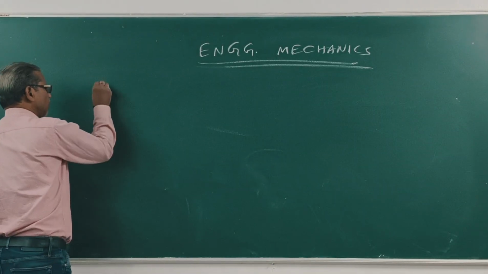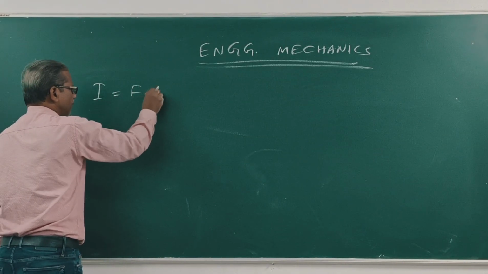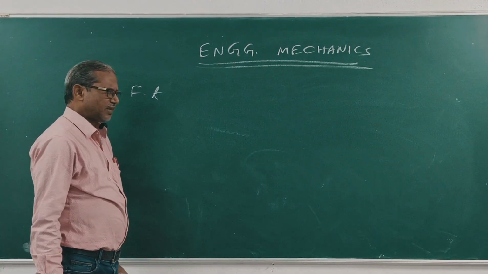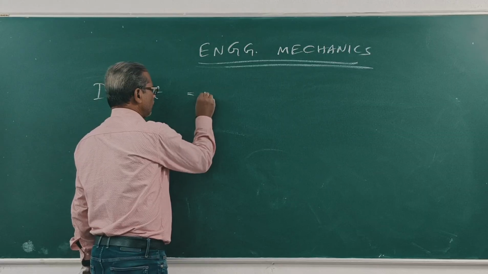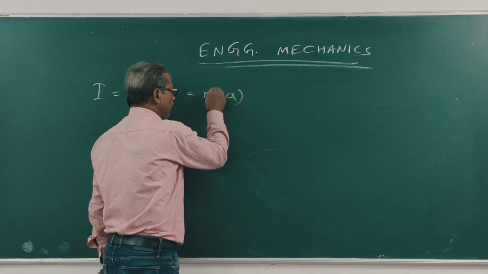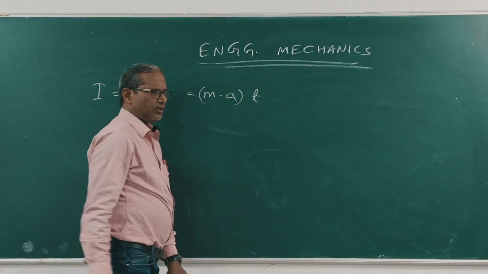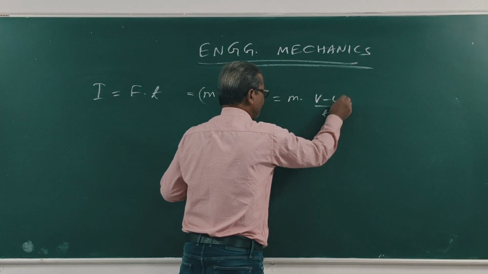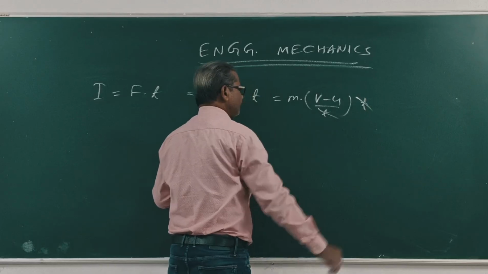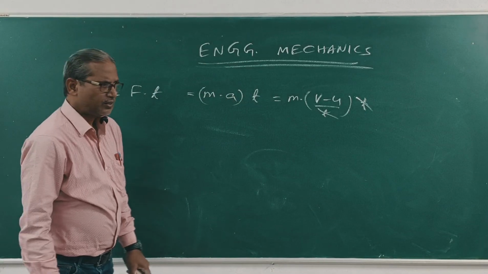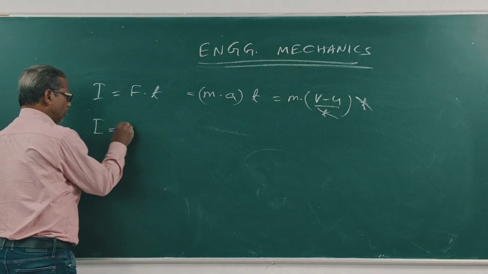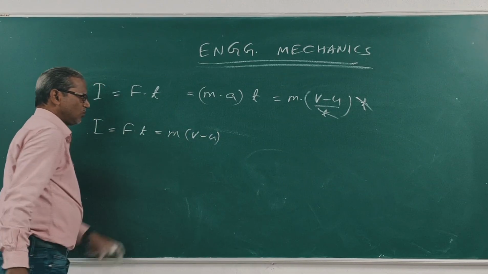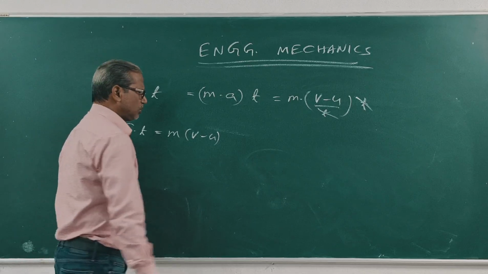Impulse I is equal to force into time, the product of the force and its time of action. F is equal to m into a, into t. Here a is (v minus u) by t. So impulse I is equal to F into t, which is equal to m into (v minus u). What is m into (v minus u)? It is the change of momentum.